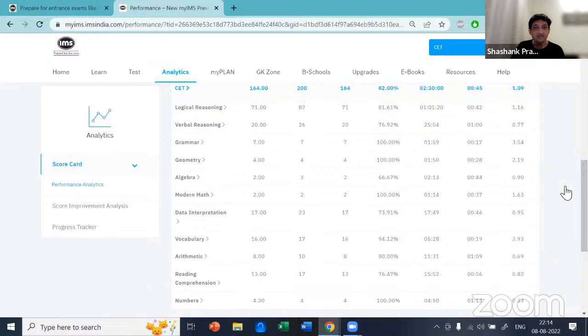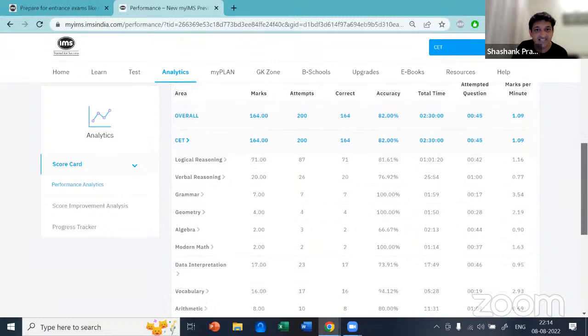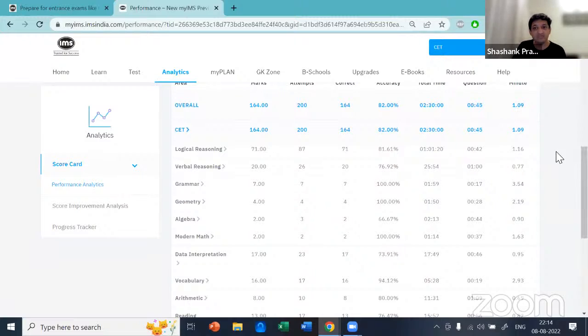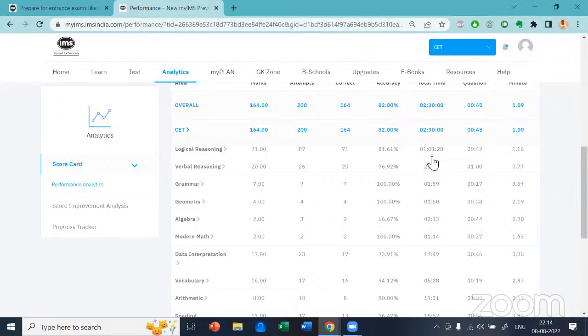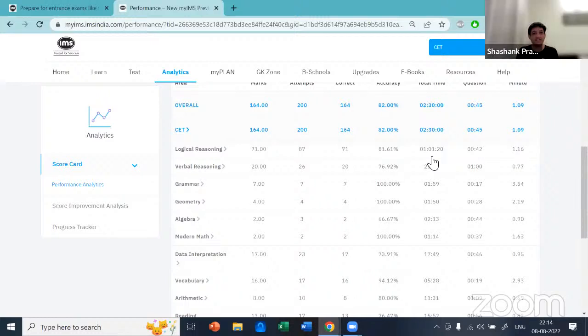Okay. Yeah. So logical reasoning, what happened? 87 attempts, 71 correct. And I spent 1 hour, 1 minute. So that was basically the idea. Even otherwise, if I have to go through LR, I generally spend more or less 1 hour on the section. Today, a lot of the sets were easy. Obviously, they were time consuming, but they were easier to interpret. So that was a good part. That's why I think LR, I was able to attempt a bit more.